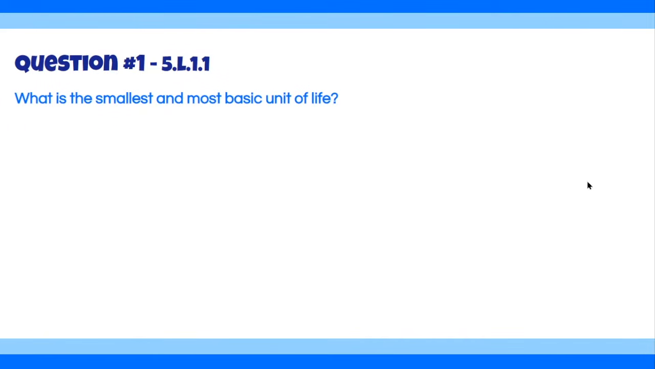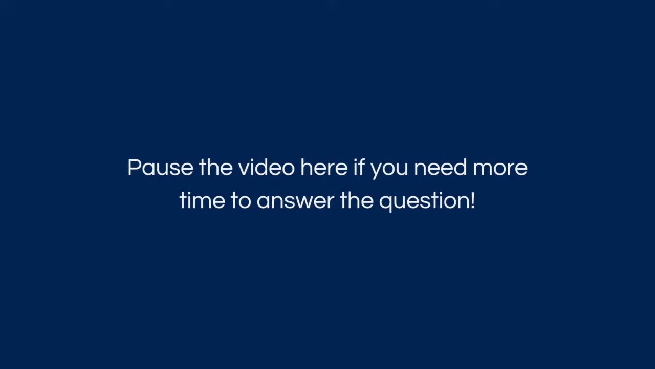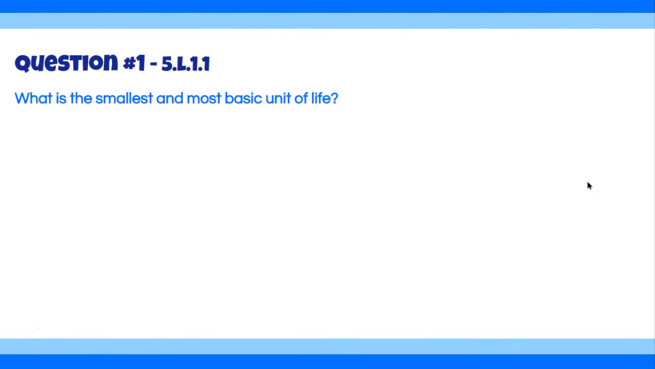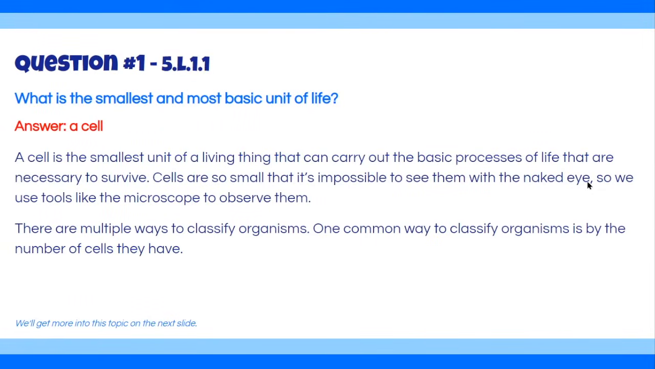Alright, let's get started. What is the smallest and most basic unit of life? Well, the answer is a cell. A cell is the smallest unit of a living thing that can carry out the basic processes of life that are necessary to survive. Cells are so small that it's impossible to see them with the naked eye, so we have to use tools like the microscope to observe them. There are multiple different ways to classify organisms, but one of the most common is to classify organisms by the number of cells they have.